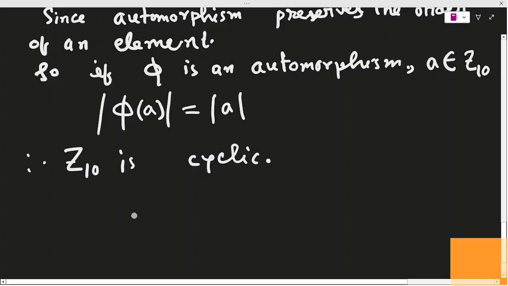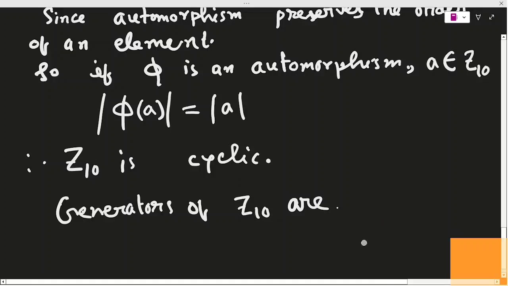That means we are to find the order 10 elements in Z10. How many elements does Z10 have such that each has order 10? Those elements which have order 10, we will call them generators of Z10. Instead of writing generators of Z10, you can write order 10 elements of Z10.